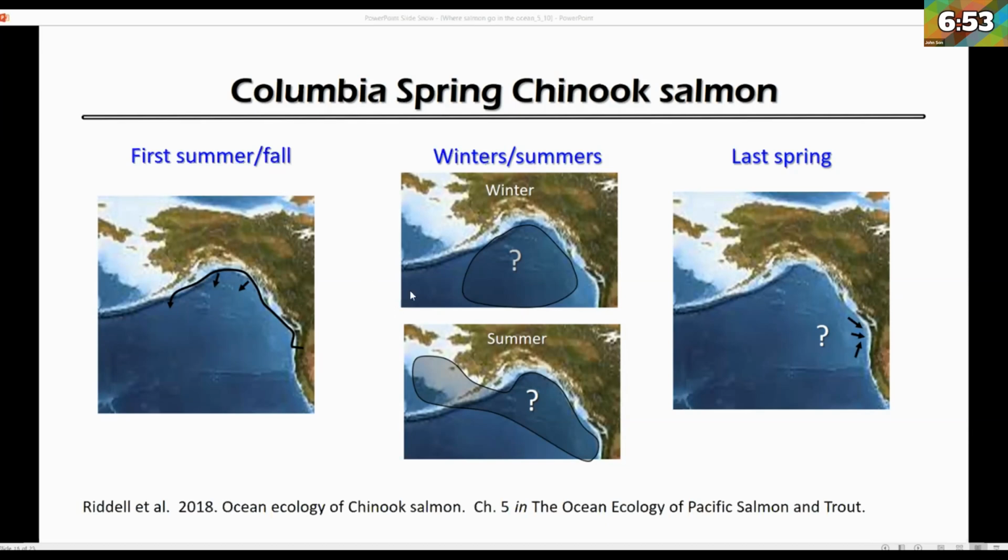And then in subsequent winters and summers, we know they're moving between the Gulf and the Bering Sea because they're caught as bycatch in the pollock fishery. But where they go during the summer, we're really not sure. They have been recovered by fisheries as far south as California during summer, but they are few and far between, very few numerically compared to other salmon species. And then during the last spring, we think they more or less go straight into the Columbia without spending much time, largely because they're not caught by fisheries, but there aren't very many fisheries at that time of year as well.